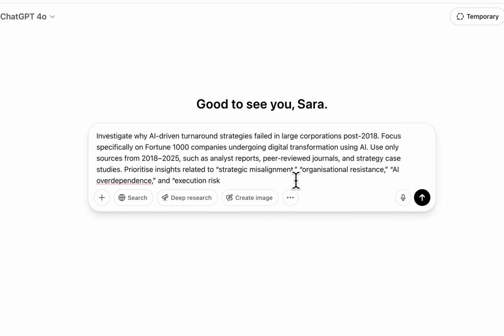Now, let's focus on some of the elements of this prompt. We've now narrowed the context, so now it's focusing on Fortune 1000 companies and digital transformation. We've added some important constraints such as limited time frame and the source types. And now we have really important keywords that we want it to focus on, such as the analysis on recurring failure themes. We want it to look at strategic misalignment, organizational resistance, AI overdependence, and execution risk. Now, this focus on keywords is extremely important, and it helps direct the whole deep research around these concepts. It will extract other information as well, but it will make sure that it's focusing on the key areas that are relevant to us.